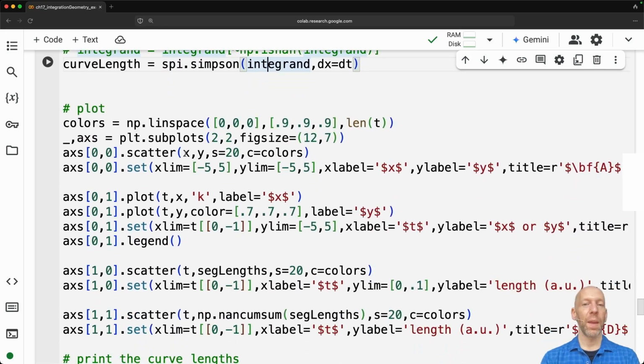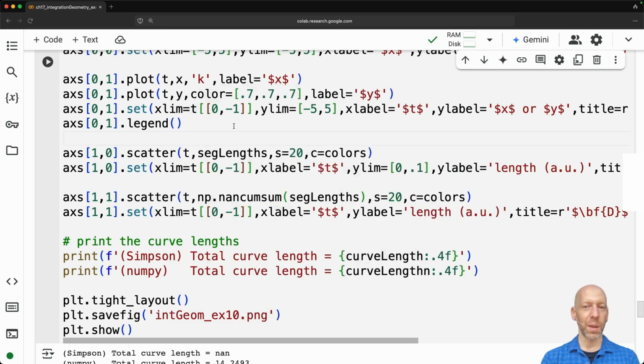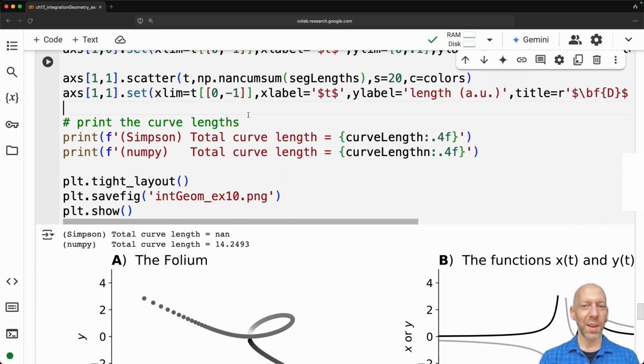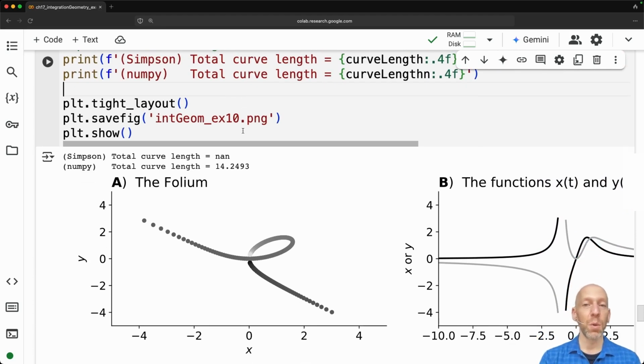Okay, so then, yeah, here are the plots. I'm actually not going to take much time to describe these plots because nothing terribly interesting is happening there. Okay, so with the outliers removed, we get that the NumPy total curve length is around 14. So that is with no extreme outliers. The curve starts here and it ends here. Now for Simpson's method, we get that the curve length is NaN.